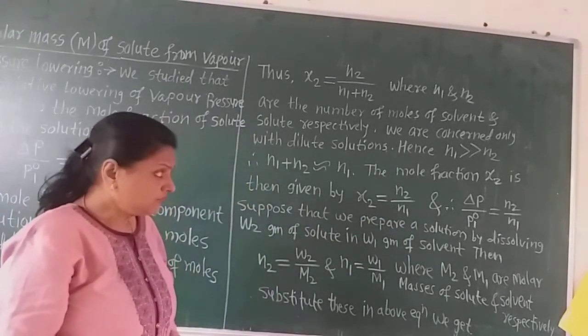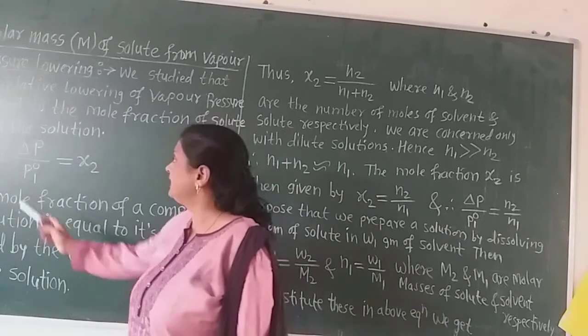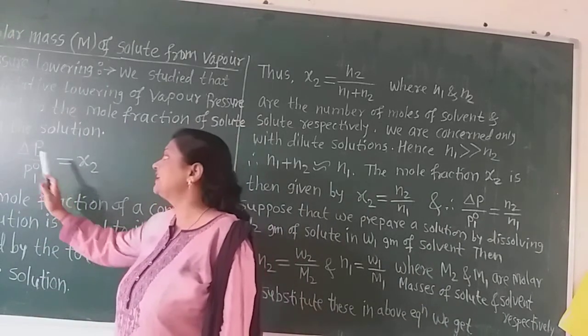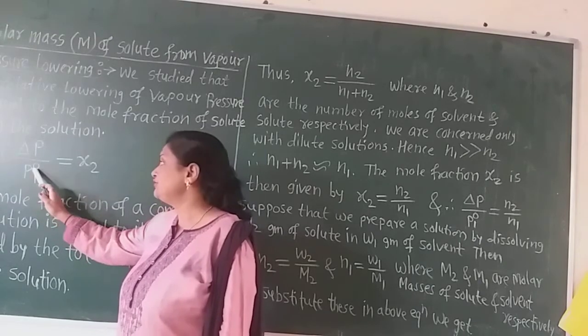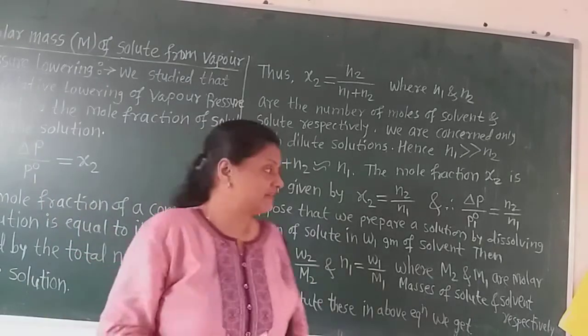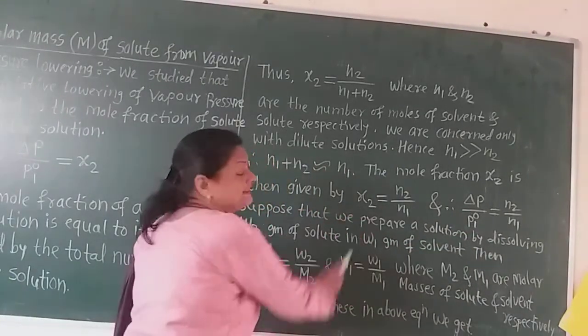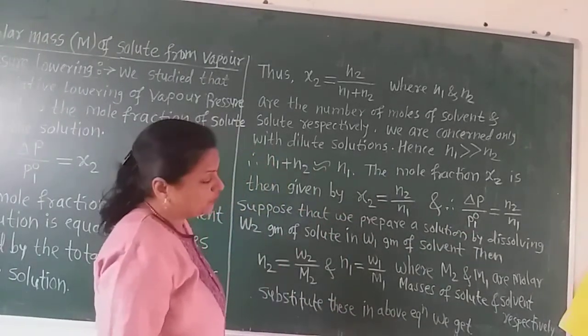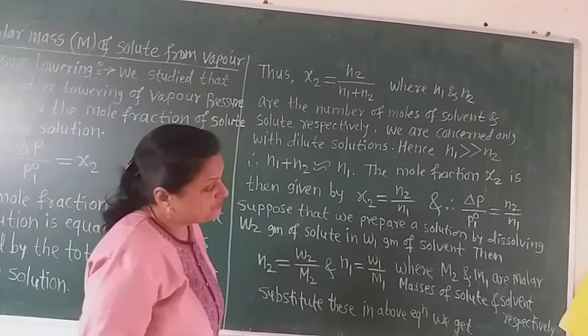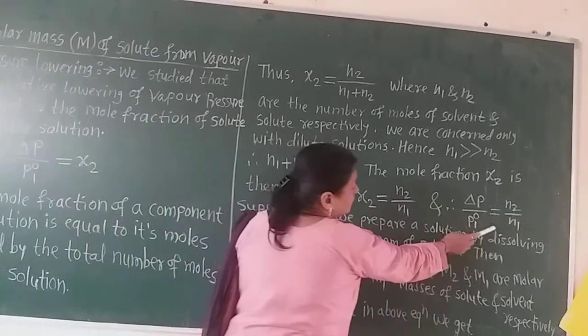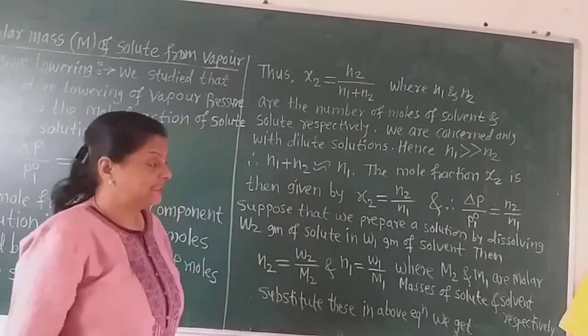Now how does this equation, delta P divided by P01 is equal to X2, become? It becomes delta P divided by P01 is equal to N2 divided by N1, because X2 now is N2 divided by N1. So delta P divided by P01 is equal to N2 divided by N1. Up to this you can understand this equation.